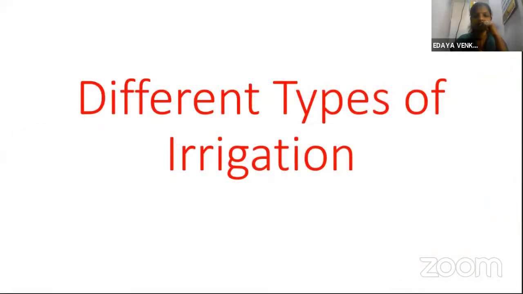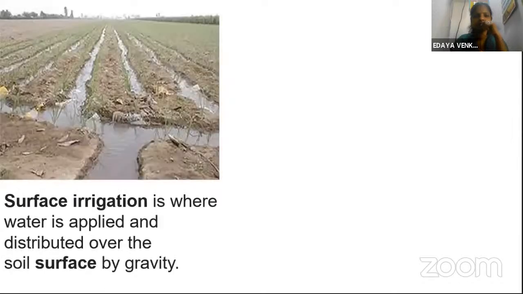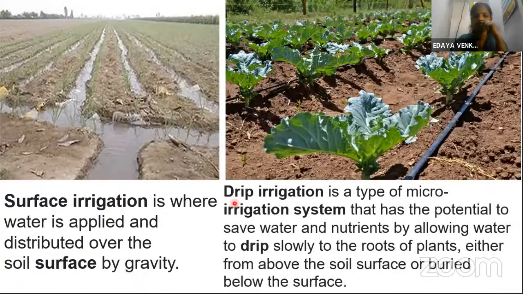Now, different types of irrigation. Surface irrigation is where water is applied and distributed over the soil surface by gravity. This is known as surface irrigation. Drip irrigation is a type of micro irrigation system that has the potential to save water and nutrients by allowing water to drip slowly to the roots of the plant, either from above the soil surface or buried below the surface. So it saves water.